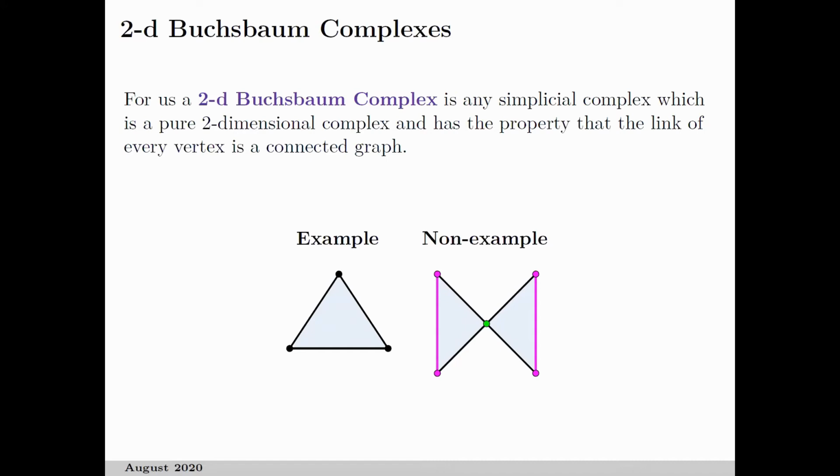Pulling these definitions together brings us to a 2D Buchsbaum complex. A 2D Buchsbaum complex is any simplicial complex which is a pure two-dimensional complex with the additional property that the link of every vertex is a connected graph. Here we see some examples from before. At left, we do have a 2D Buchsbaum complex, while at the right we do not, because, as we noted before, the link of the central vertex is not a connected graph, even though this example is still a pure two-dimensional complex.